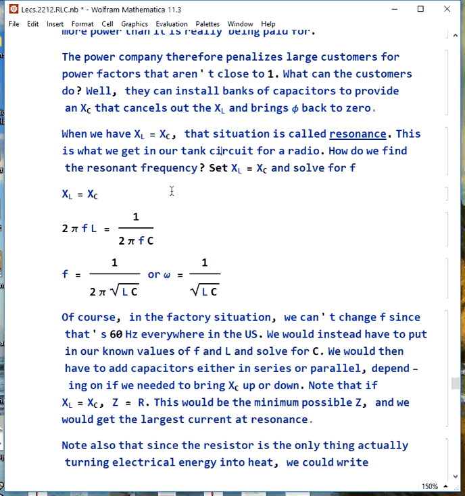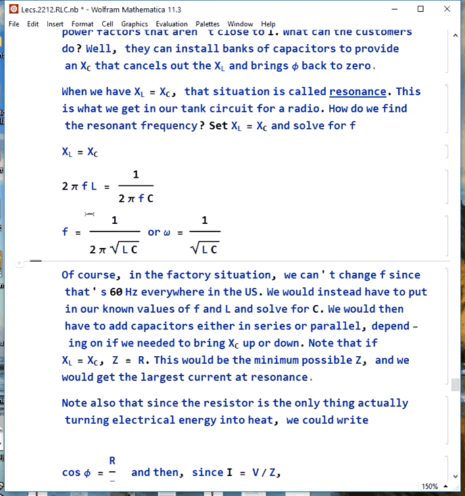How do we find what the resonant frequency is in general? We set them equal, solve for F, and we would get 1 over 2 pi root LC. This does nothing for us with the factory situation because we can't change F. We know that's going to be 60 hertz everywhere. What we would do instead is put in our known values of L and F and solve for C, and that would tell us what we need to do in terms of adding or removing capacitors to fix this.